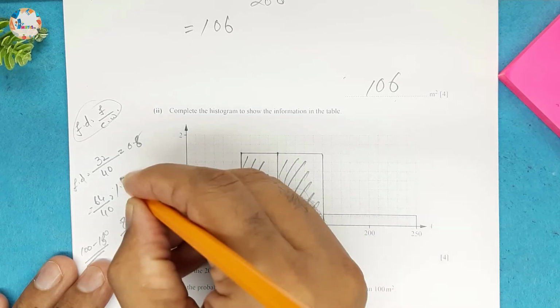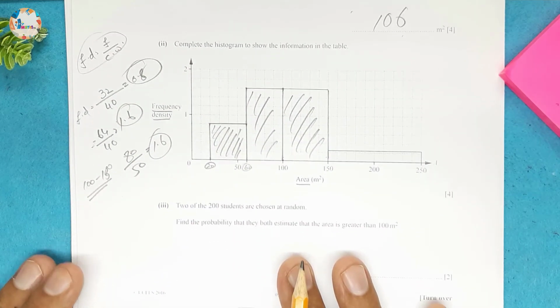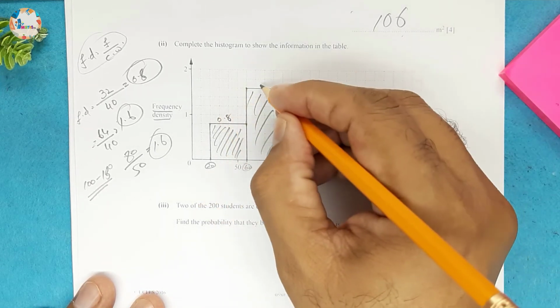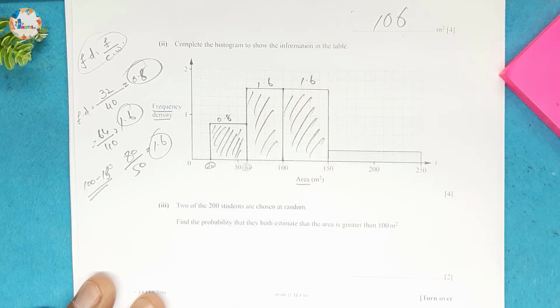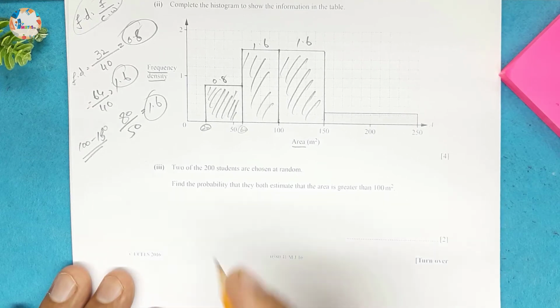So one value 1.6, the other one 1.6, and the last one is 0.8. So we can show even values 0.8, this will be 1.6, 1.6, or even you can write inside also, so that will be okay.